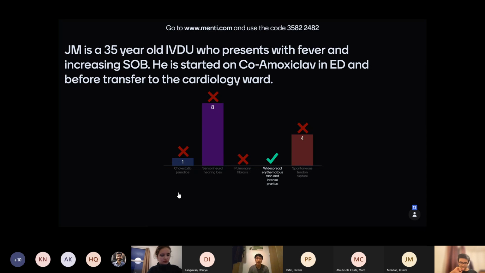And then finally, spontaneous tendon rupture. Cipro, very good. Ciprofloxacin, a fluoroquinolone. Well done all. If any of that flew over your head, the YouTube on the antibiotics is probably quite a good reference point.